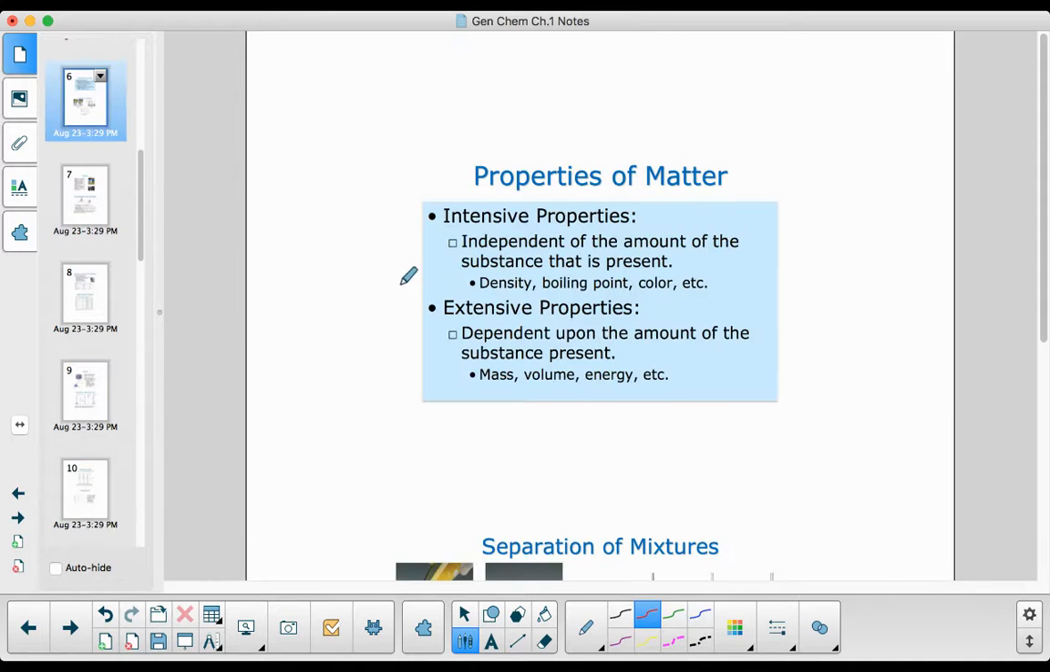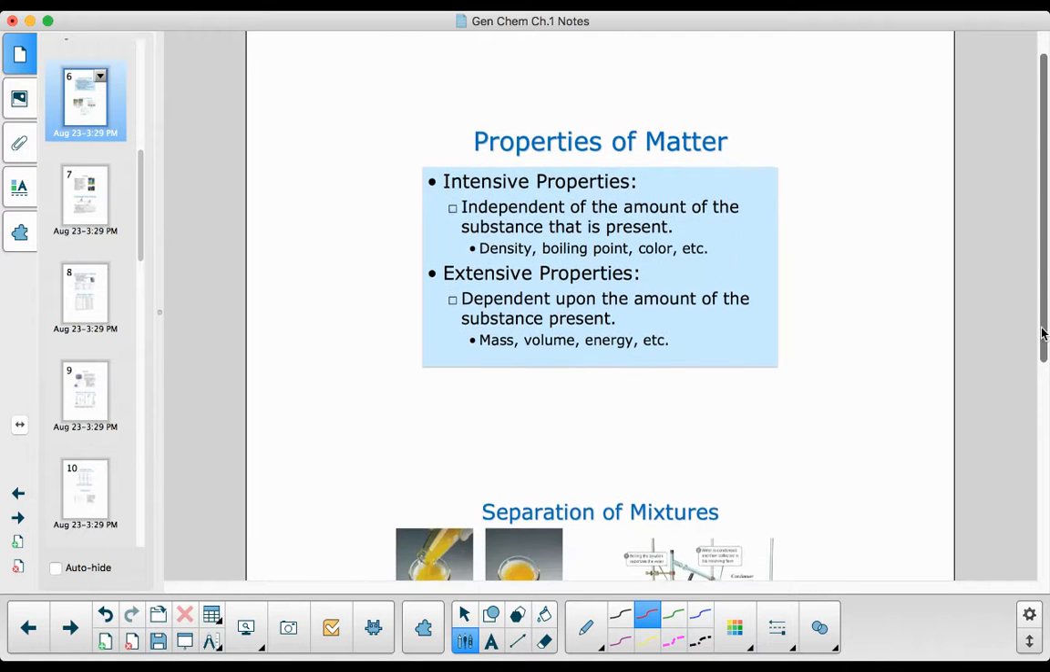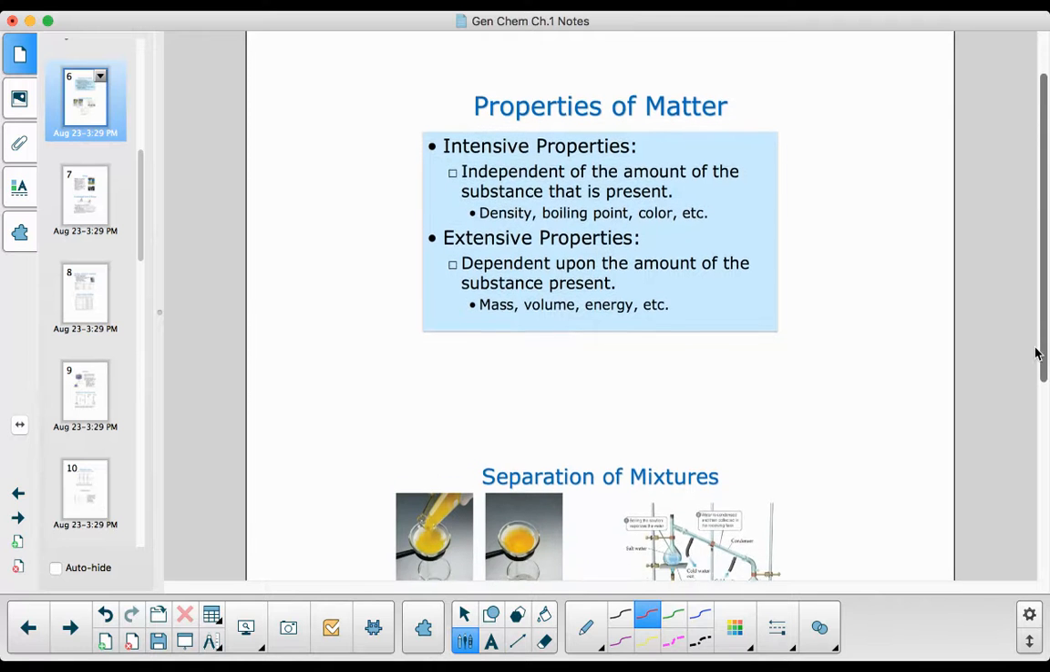After the chemical and physical properties, there's a discussion on the difference between an intensive and extensive property. Intensive properties are ones that you can use to identify the material, and extensive properties will only depend upon the amount of substance that you have. So extensive properties are not an identifying characteristic, while an intensive property is.